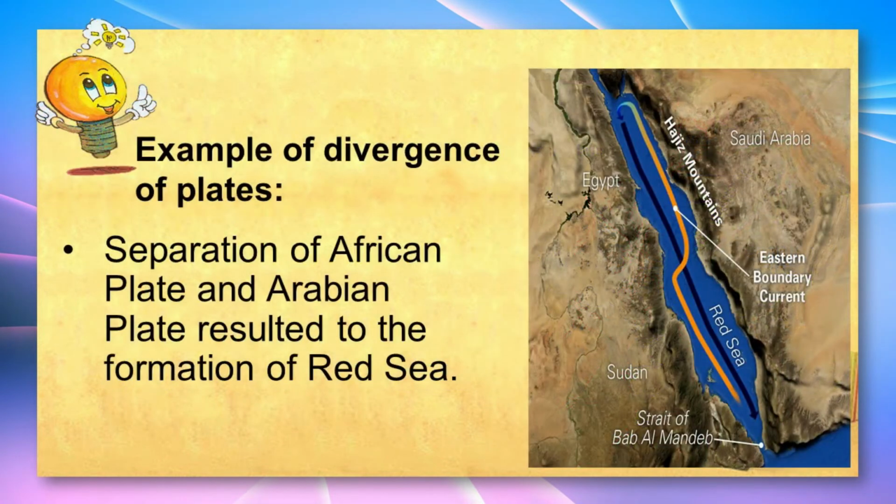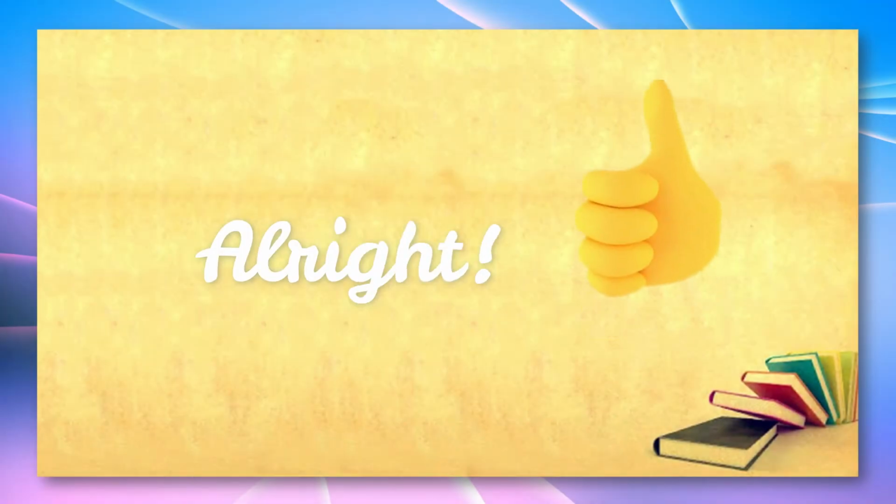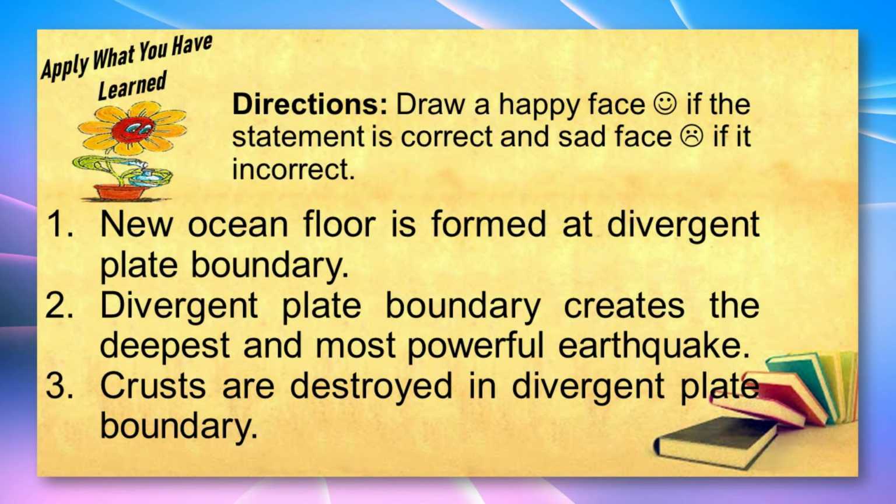The separation of African plate and Arabian plate, which resulted to the formation of Red Sea, is also an example of divergence of plates. The figure flashed on the screen summarizes how divergence of plates happens. Alright, we're done discussing the second type of plate boundary. Let us now apply what you have learned.